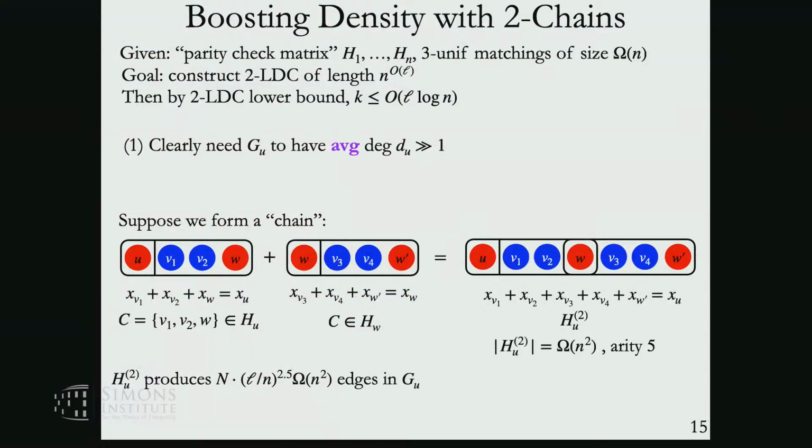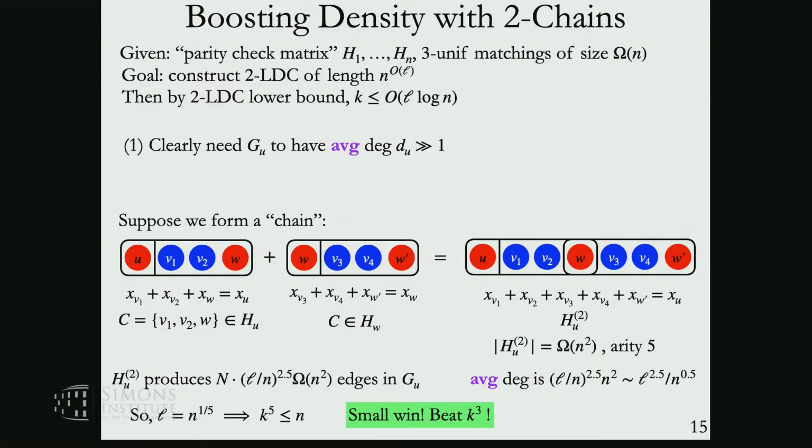And now I can go through the calculation here. So the hypergraph produces this L over n to the 2.5 times omega n squared. So this is L over n to the 5/2. And then the omega n squared is the average degree. And you can just compute this, and the n squared, and there's an n to the 2.5 down here. So I'm going to get L to the 2.5 divided by square root n. And it tells me that I can hope to take L to be like n to the 1/5. And then that will give me a lower bound of k of n is at least k to the 5. So at the very least, we got some small win. We beat k cubed. It's not some nice exponential lower bound, but at the very least, we've done something non-trivial here.